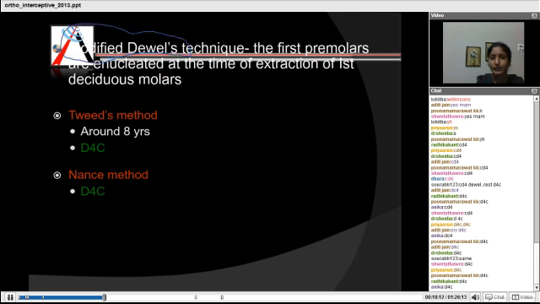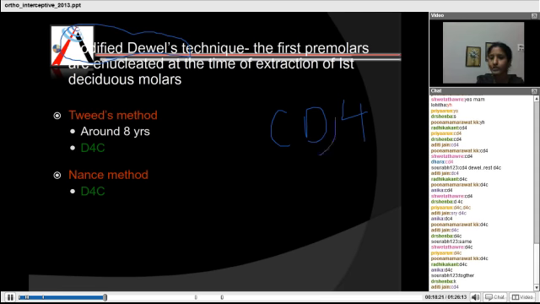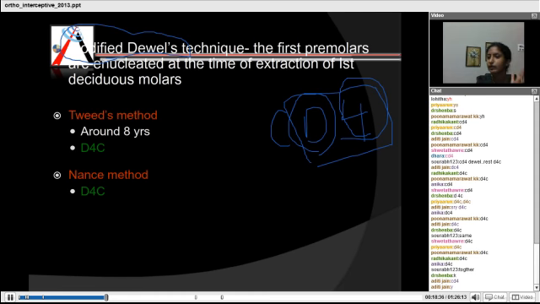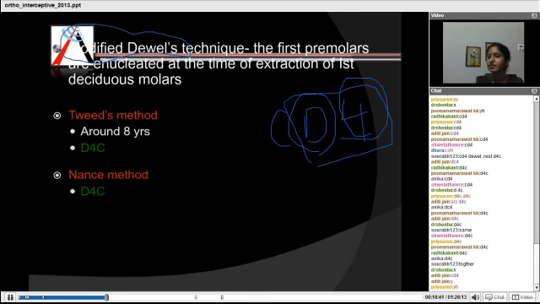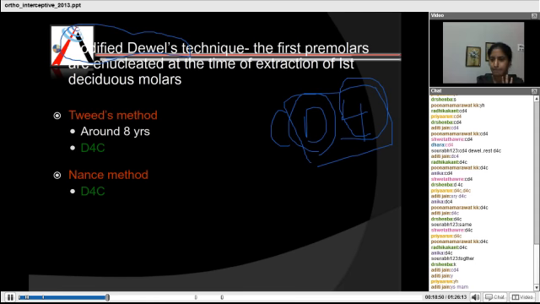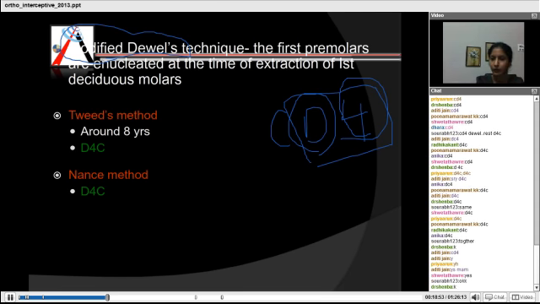Clear? There is another technique, modified Dewey's technique. What is it? See, what is Dewey's? It is C, D, 4. In the modified technique, when you are extracting D, at that time only you enucleate the 4 and remove it. Both are done at the same time. Otherwise in Dewey's method they are done at different time periods: C, then D, then 4. But modified Dewey says first do C followed by D and 4 together. Clear with all the 4 methods? Okay.